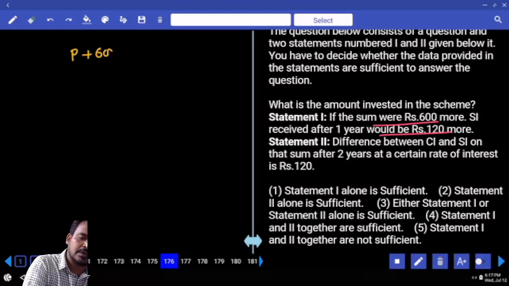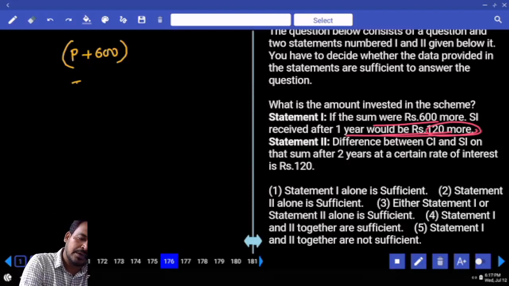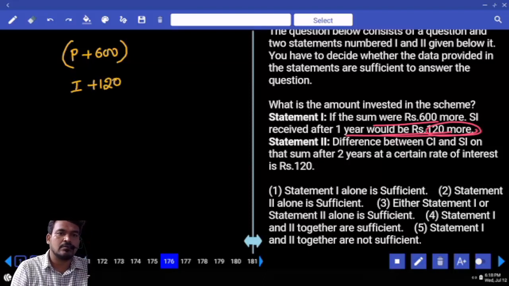In that, how many rupees are extra? 600. P plus 600 means that is the new principal or the old principal? New principal. But how many rupees extra interest is he getting? 120. Means the new interest will be I plus 120. Principal is changed, interest is also changed.